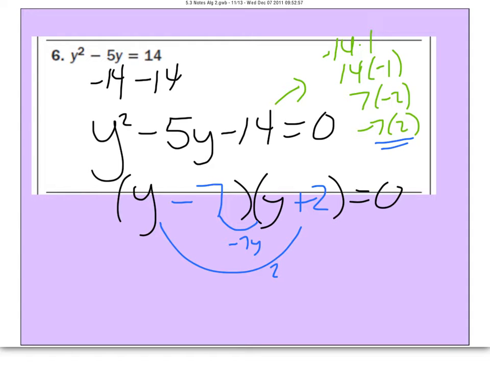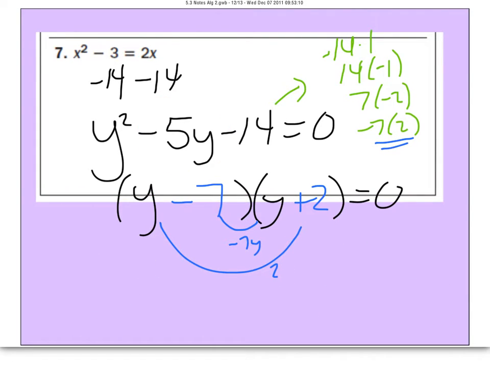Take the factors, set them equal to 0. I'm going to add 7, so y is 7. Subtract 2, y is negative 2.